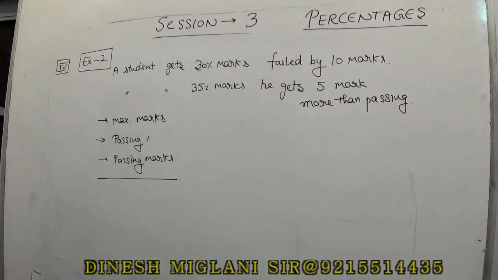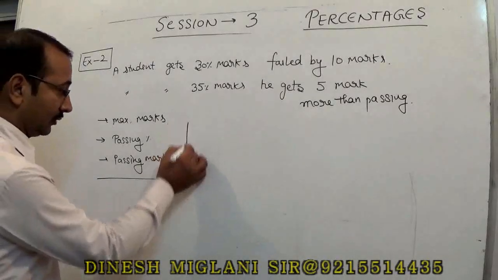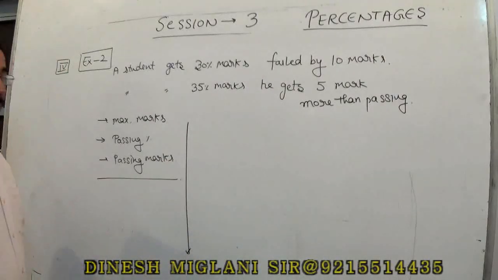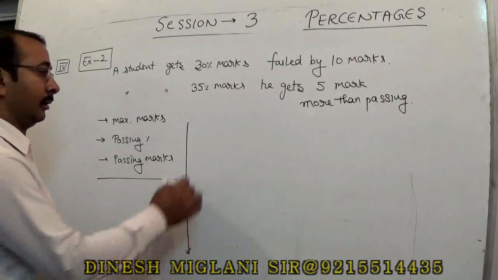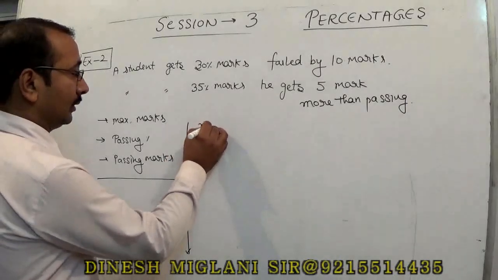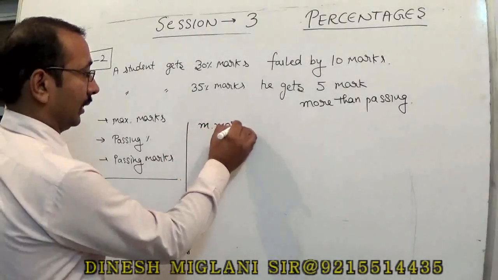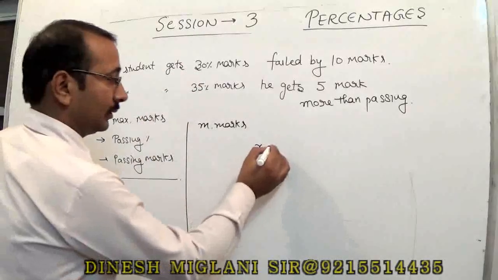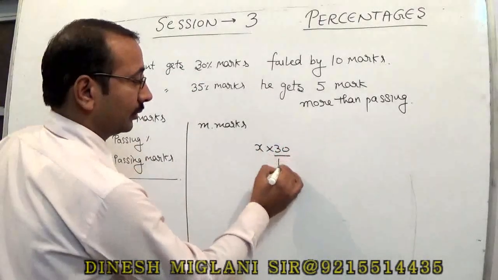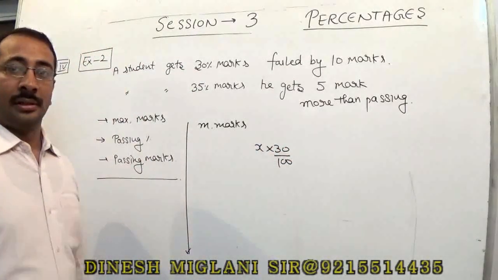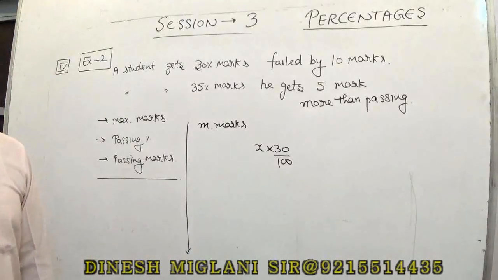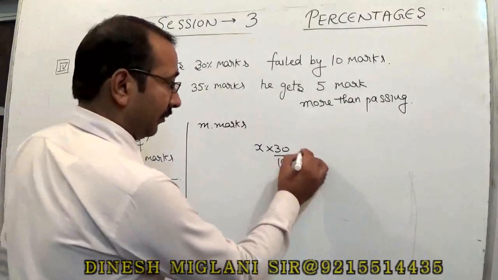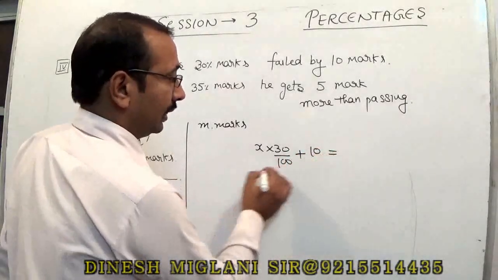When you have to answer a question of this type, we have two approaches for answering. The first is, let us assume that the maximum marks are X. When he gets 30%, it means he gets X into 30 by 100 and fails by 10 marks. Means when we add 10 here, that is the passing marks.